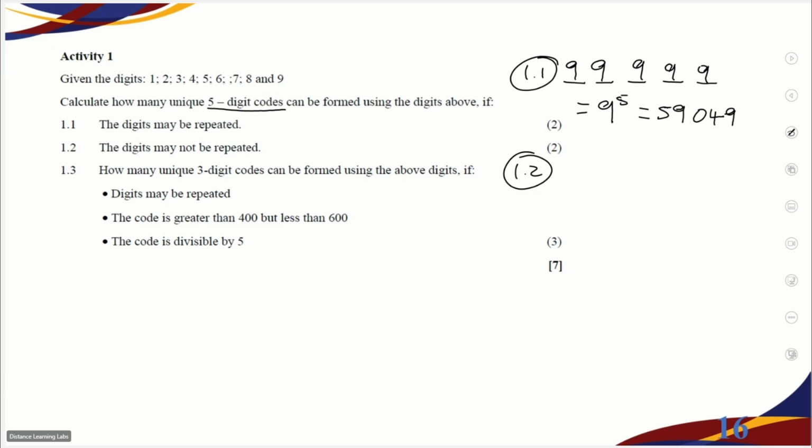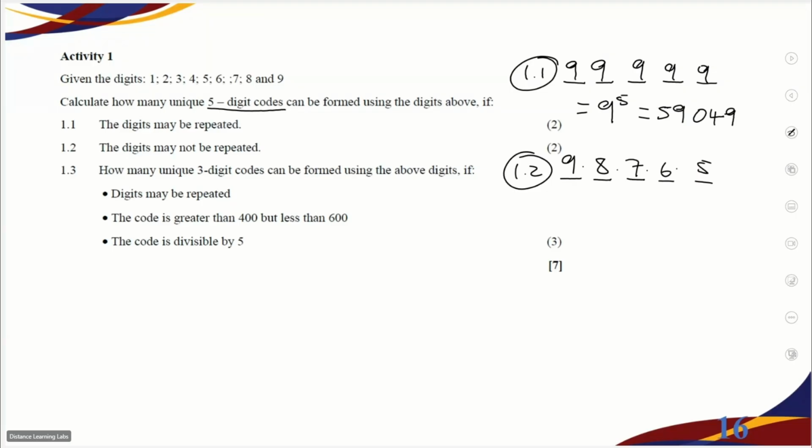We are still creating 5-digit codes, but now digits are not allowed to repeat. We are creating 5 spaces, from the 9 digits that we have. 5 because we are creating a code that has 5 digits. Then it's 5 spaces: 1, 2, 3, 4, 5. All 9 of them would compete for the first position. One of the 9 occupies this, we are left with 8. One of the 8 occupies, we are left with 7, 6, and 5. Then we multiply in between.